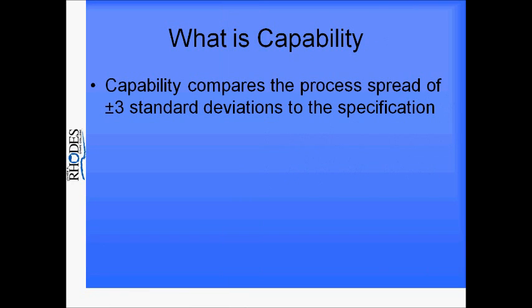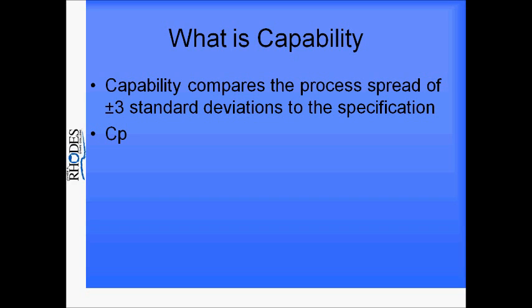So what is capability? Basically, when you look at capability, you're comparing the process spread of your process, plus or minus 3 standard deviations, to a specification limit. And that could be set by a customer, internally, whatever it may be. But you're trying to determine, is a machine or process capable of producing things within specification?